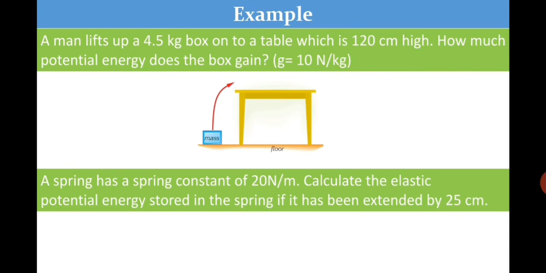Examples: a man lifts up a 1.5 kilogram box on the table, which is 120 centimeters height. How much potential energy does the box gain? Acceleration of gravity is 10 newtons divided kilogram. So let's solve these problems. Dear students, we will solve problems for finding potential energy.